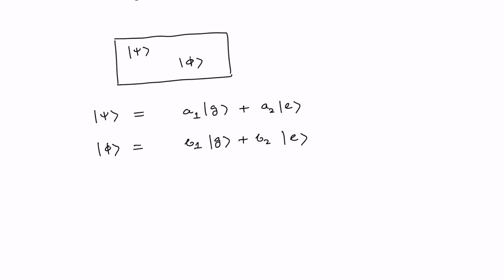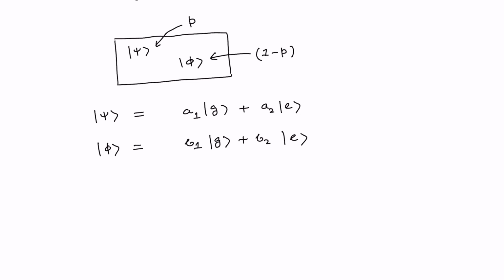Now, another important point to note is that we are not defining a single state vector to represent the system. The system can be represented by either ket psi or ket phi, and in this particular box the probability that you are going to pick up ket psi is, say, p, and obviously the probability that you are going to pick up ket phi is 1 minus p. These p are classical probabilities.